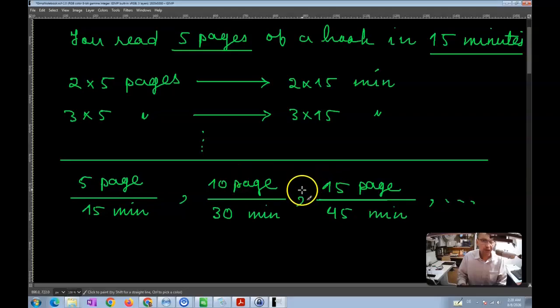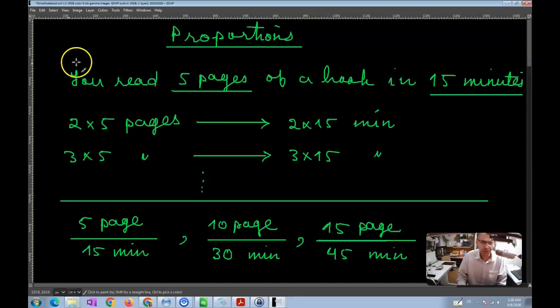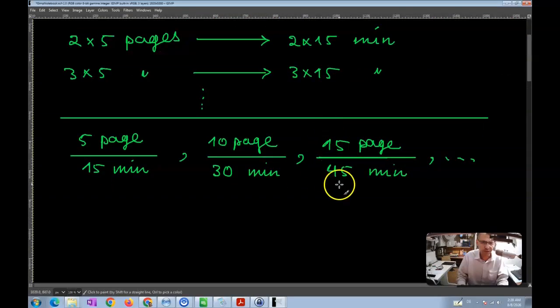And because all of these proportions are based on the original piece of information that we had over here, we could say that all of these proportions are equal, because 5 pages in 15 minutes is exactly the same thing as 10 pages in 30 minutes, which is exactly the same thing as 15 pages in 45 minutes, and so on and so forth.